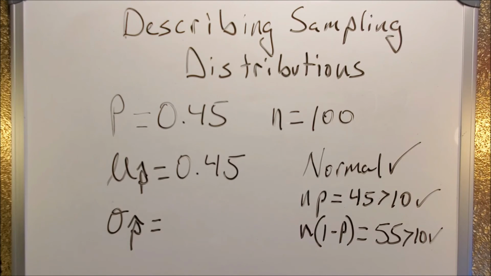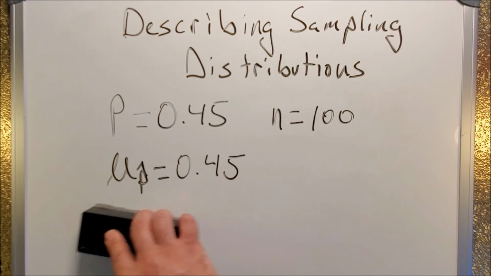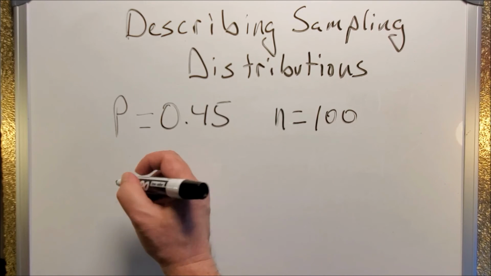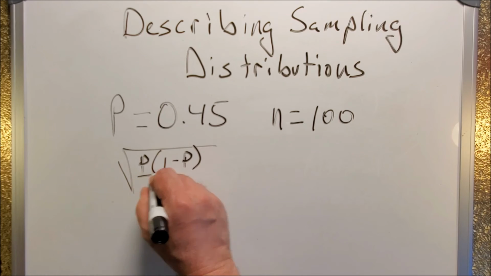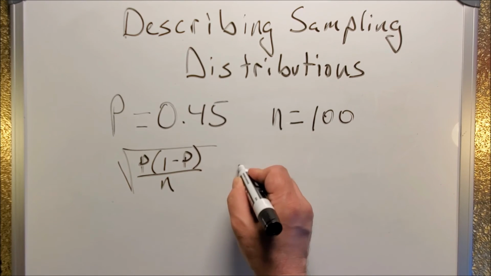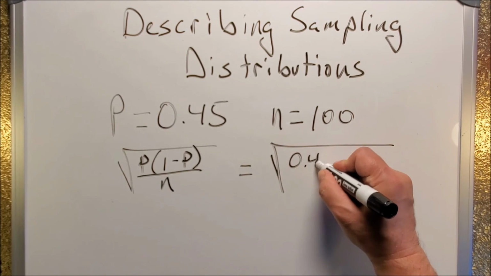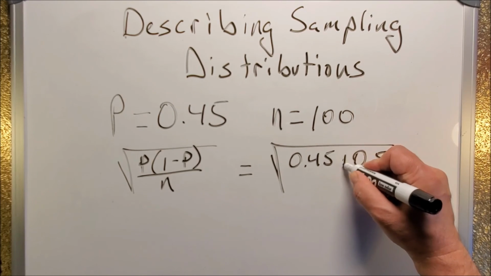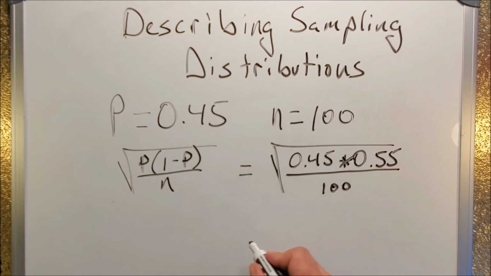The standard deviation is a little bit more work. You should have the formula with you from moments ago in the video, so I'll just rewrite it anyway. Square root of p times 1 minus p over n, which in our case is going to be the square root of 0.45 times 1 minus 0.45 over 100. Go ahead and try that on your own.